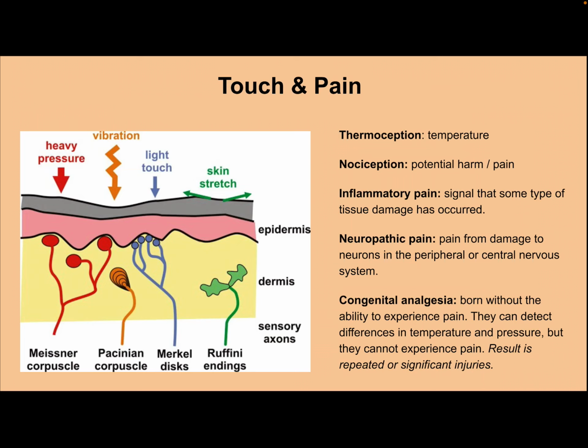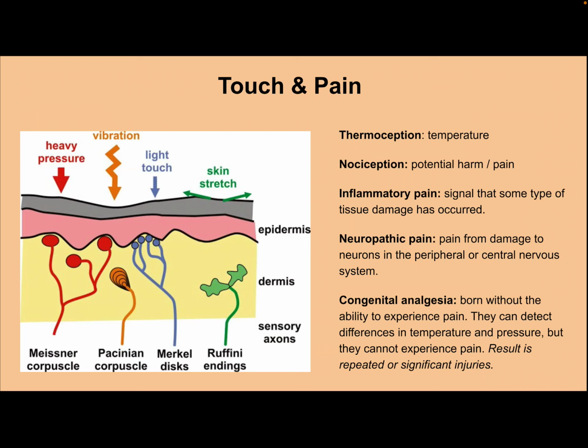There are 2 types of pain that your nociceptors can sense and then send to your brain to perceive. One is inflammatory pain, which is a signal that some type of tissue damage has occurred, like you stub your toe or cut your finger. And then neuropathic pain is pain from damage to the neurons in the peripheral or central nervous system. This is something more like fibromyalgia, something that's actually a neuronal type of pain, or neuropathic pain.